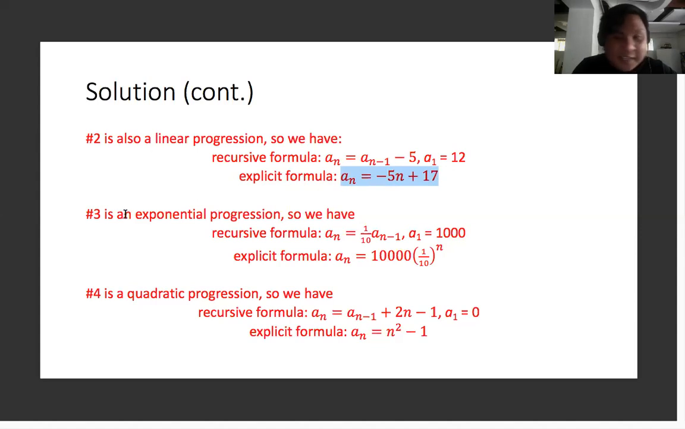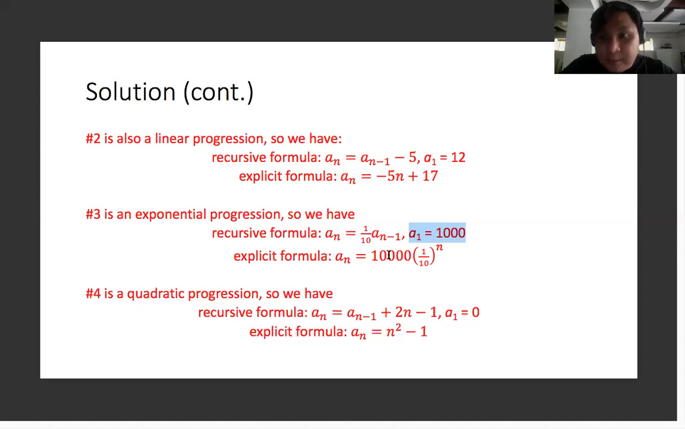Number 3 is an exponential progression. Right? That means the next term is determined by multiplying a particular term to the previous one. So here, a sub n is obtained by multiplying 1/10, or 0.1 if you prefer it in decimal, times the previous term. And the first term is definitely a sub 1. Explicit formula, a sub n is equal to 10,000 times 1/10 raised to the n.